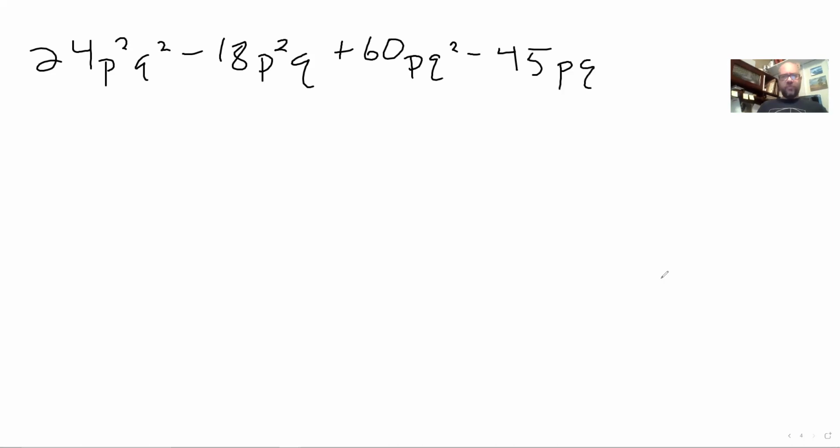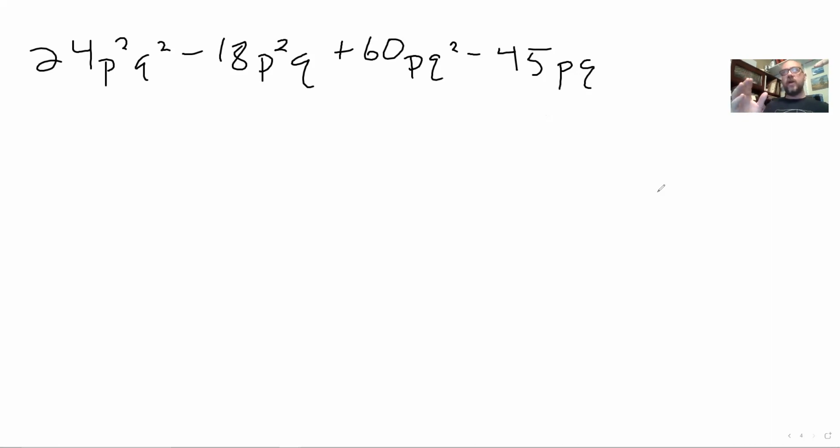You might notice that these terms are all multiples of 3. I think that's the only one. They also all have at least 1 p and at least 1 q. So I want to pull out 3pq. Is it just 3? Yeah, it's just 3. I want to pull 3pq out of everything, and that'll make my job a lot easier.